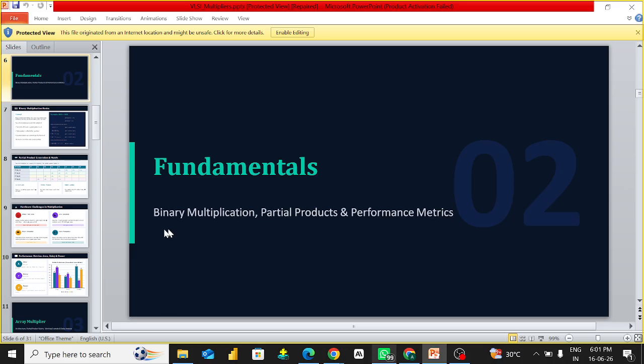So before implementing hardware multipliers, we must understand binary multiplication. Take an example, like multiplying some numbers: 1 0 multiplied with 0 1, or 1 1. What is the answer you are going to get for that? We should do it in binary format.